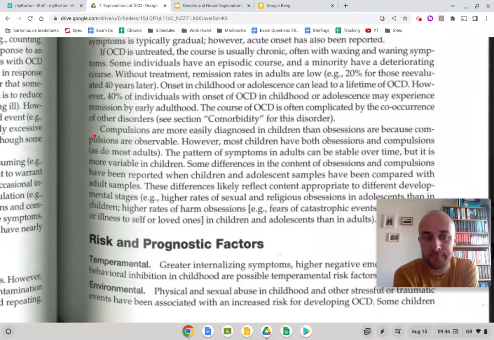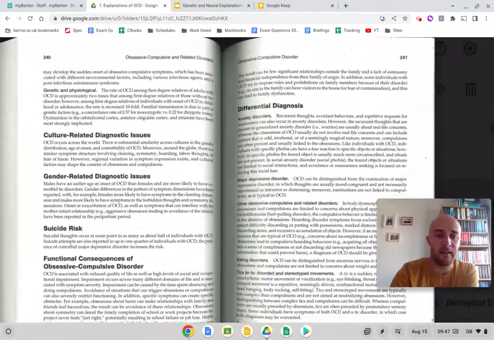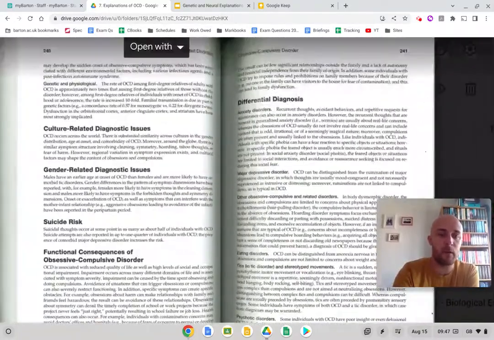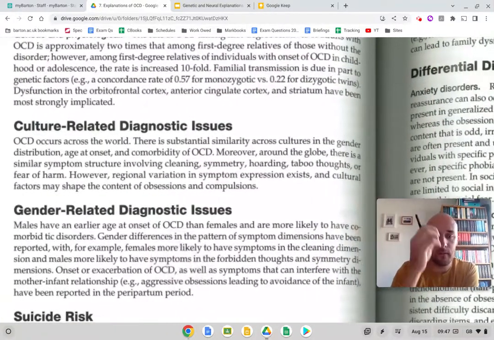A couple of other things as well. Here's what I was saying earlier. Compulsions are more easily diagnosed in children than obsessions because compulsions are observable. You can't see someone's obsessions because they're in their head, but you can see their compulsions. A couple of other things I think is quite fascinating here. There's a few. I'll be quick with these.